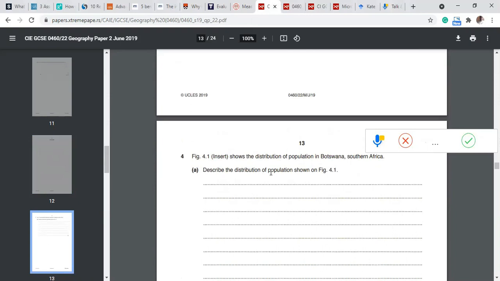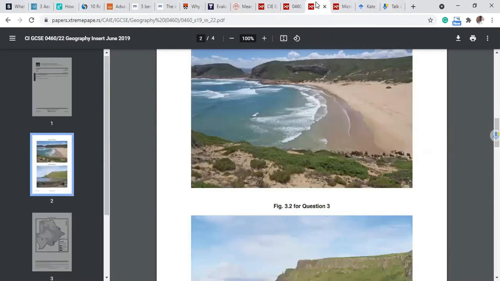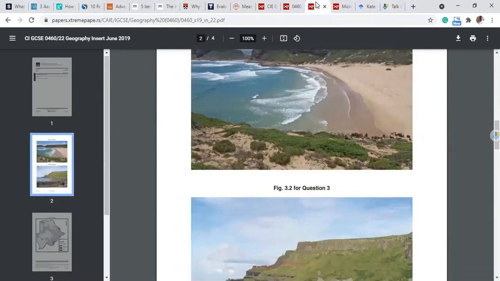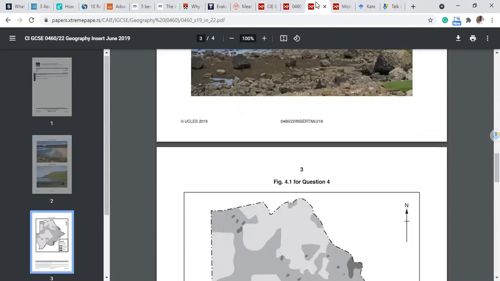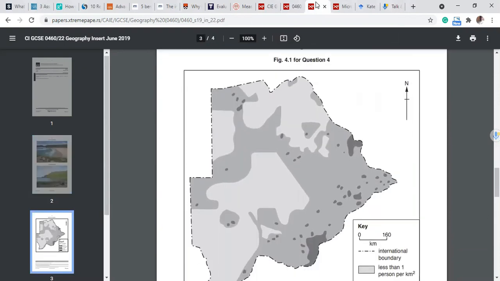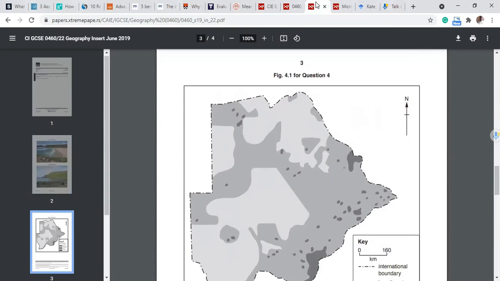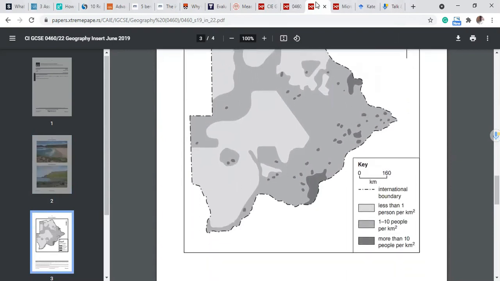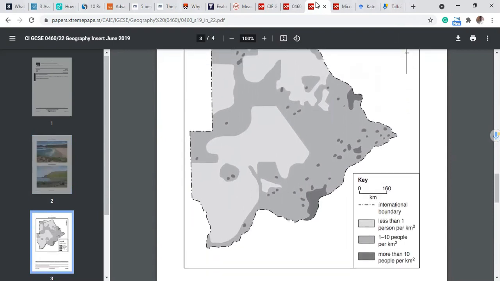Figure 4.1 shows the distribution of population in Botswana, Southern Africa. Describe the distribution of the population shown. So let's go back and check it. So this is Botswana. It says describe the distribution.